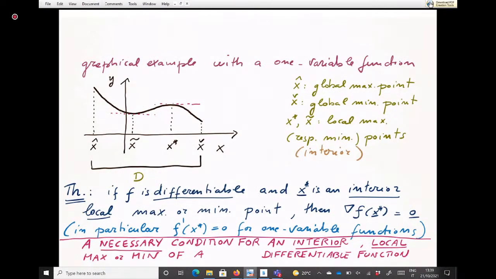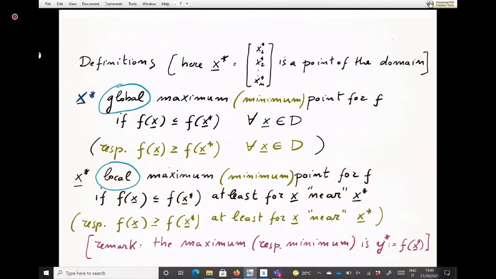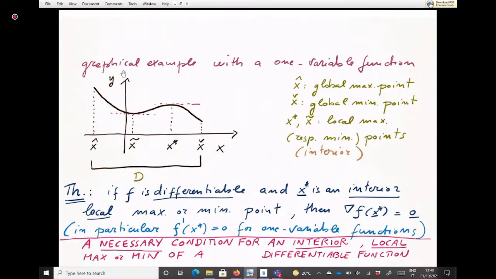We don't need to provide the example with one variable. Remember that we are dealing with also another property. We will deal only with global maximum and global minimum points, and we will deal with points x star that are interior to the domain, because another possible issue arises from the possibility that x star is a boundary point of the domain. But we will not deal with this issue.